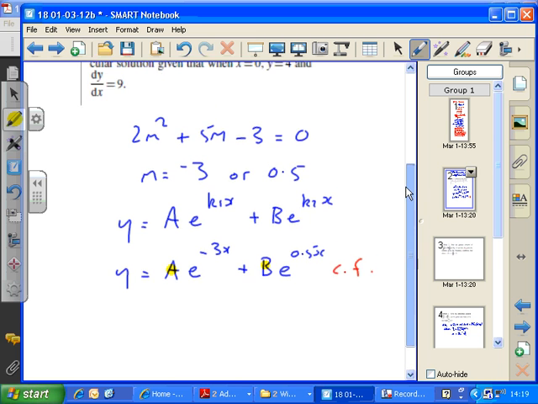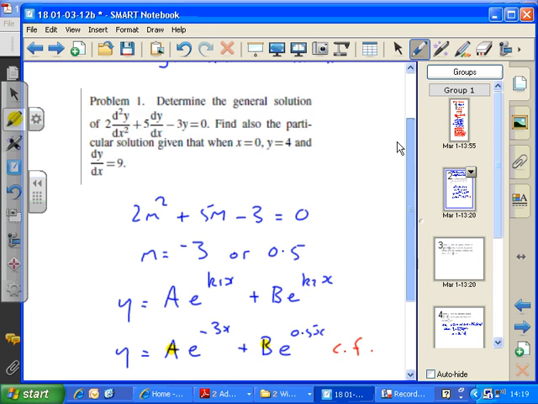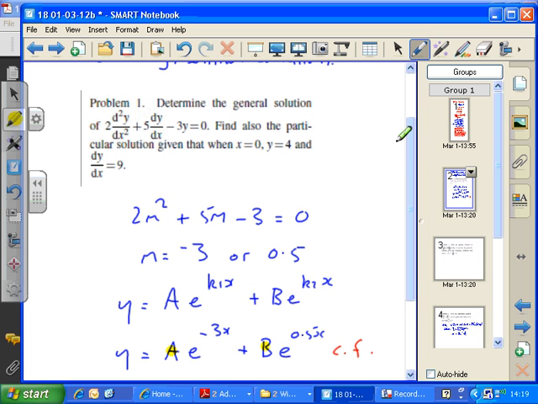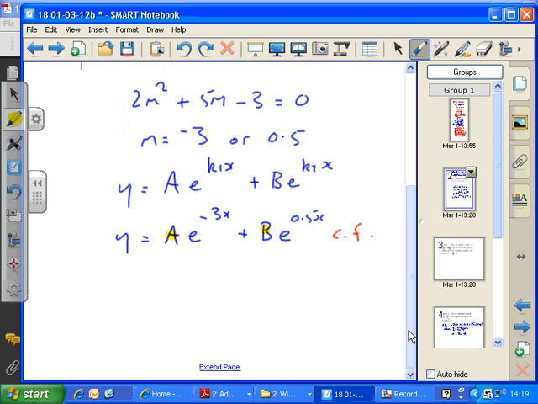Now we need two equations, so we need two sets of initial conditions. If you look back at the question, you can see that when x = 0 we've got two pieces of information: y = 4 and the differential equals 9. So that allows us to set up our two equations to solve simultaneously. And that's what we're going to try and do now. So let's have a look.